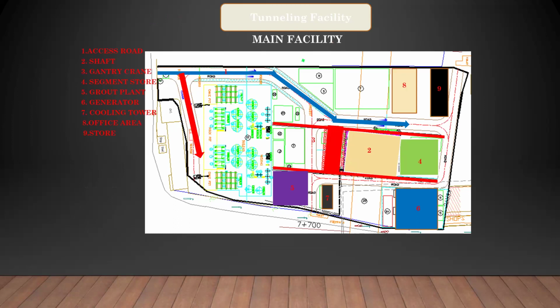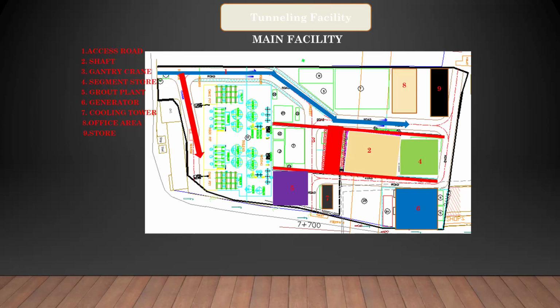Here, the access road, shaft, and gantry cranes are there. Gantry crane capacity will be 40 ton. Then the segment storage area, then the grout plant at the surface, then the generator. Generator means we need a 4000 kVA capacity diesel generator to run both the TBMs. For one TBM, we require a minimum of 2000 kVA.